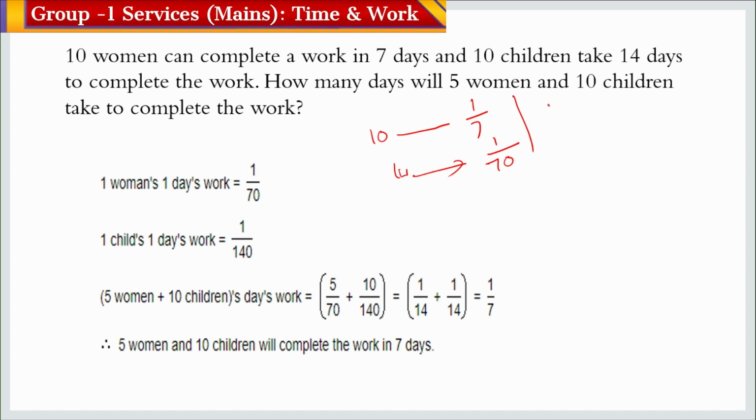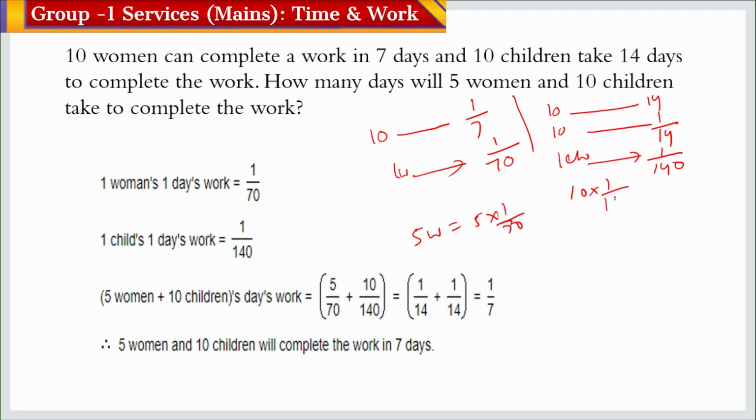Next, 12 children can complete the work in 14 days. Means 12 children's 1 day work is 1 by 14. So, 1 child's 1 day work is 1 by 140. 1 child it is. So, what is 5 women? 5 women means 5 into 1 by 70. 10 children, 10 into 1 by 140.